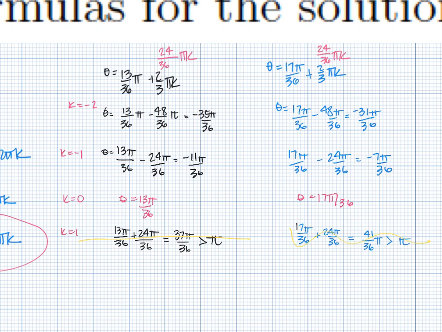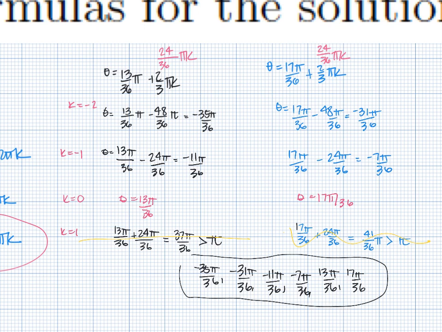So our solutions are -35 pi over 36, -31 pi over 36, -11 pi over 36, -7 pi over 36, 13 pi over 36, and 17 pi over 36. And that is the end of the review for fall of 2018 for exam 2.